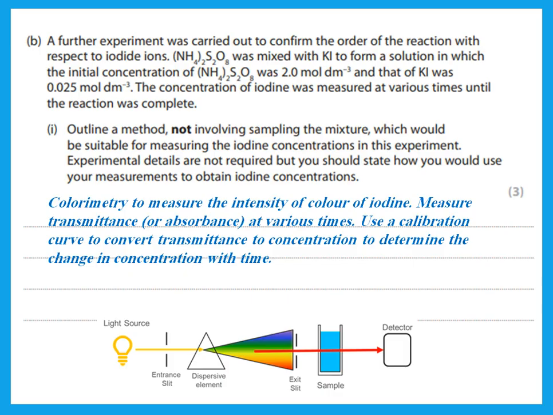using colorimetry. Now, how do we explain colorimetry? We say what we're doing is we measure the transmittance or the absorbance at various times, use a calibration curve to convert the transmittance to concentration to determine the change in concentration with time.